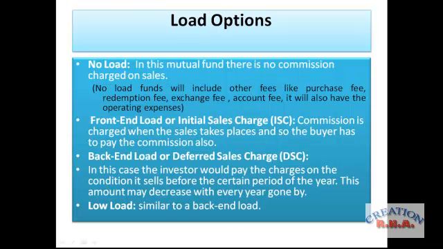Low load is similar to the back end load. It is very similar, there is hardly any difference.